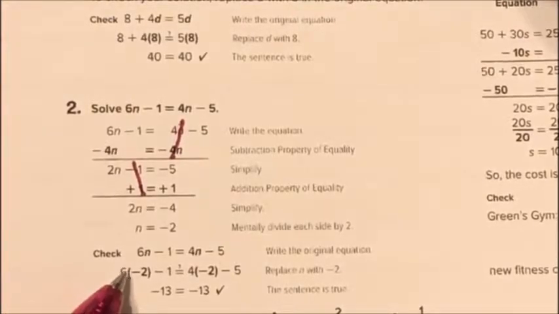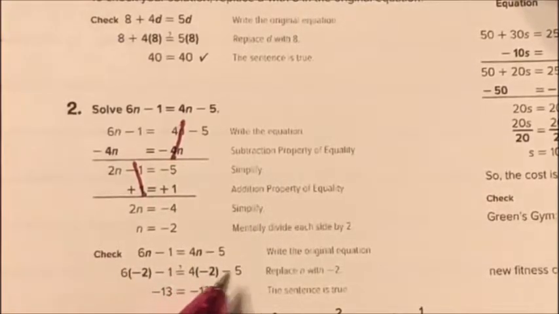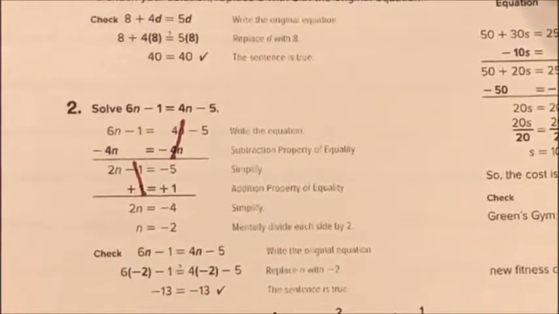6 times negative 2 minus 1. 6 times negative 2 is negative 12. Negative 12 minus 1 is negative 13. 4 times negative 2 is negative 8. Negative 8 minus 5 also is negative 13. So it does work.